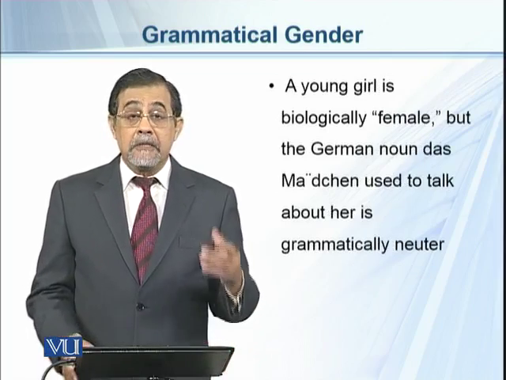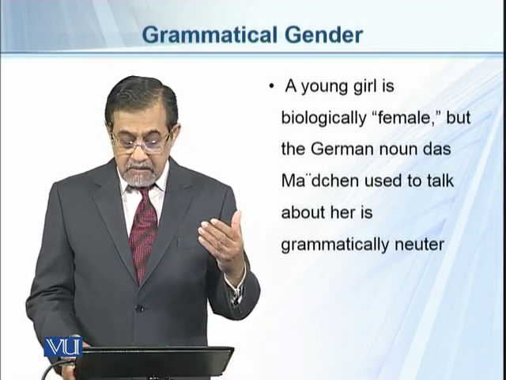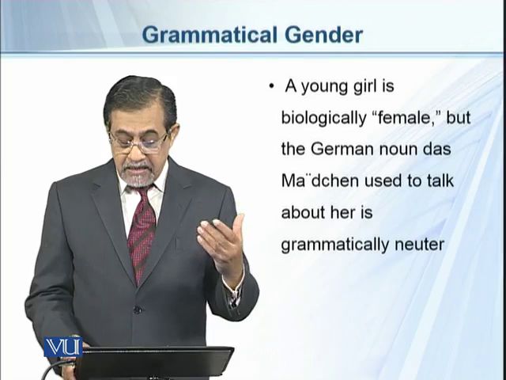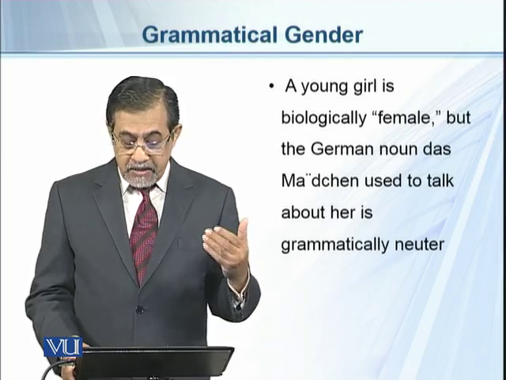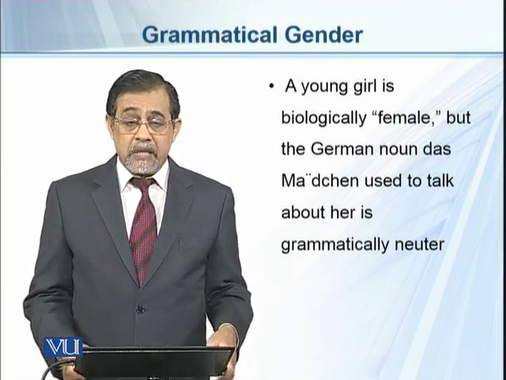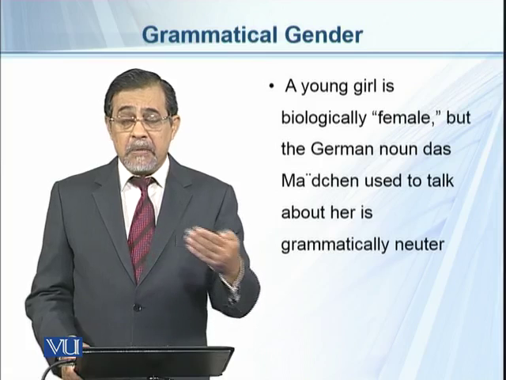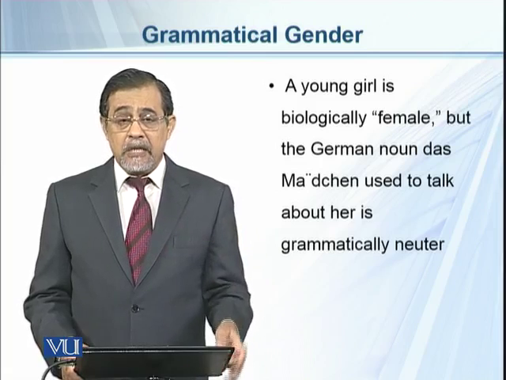A young girl is biologically female, but the German noun das Mädchen used to talk about her is grammatically neuter. So this is also the case that when the reference is made, it is made as if it were a neuter gender.